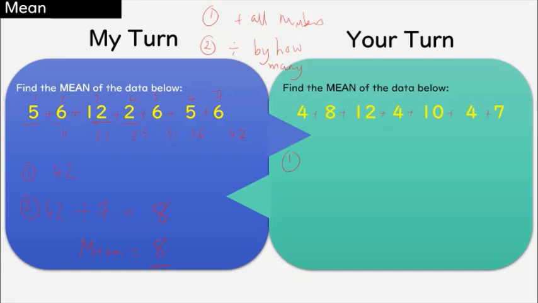Okay, so the first step, we've got to add all the numbers together. And by adding all the numbers together, we should have got 49. The second step is we've got to do whatever those were added together, divided by how many there are. How many numbers are there? 1, 2, 3, 4, 5, 6, 7 numbers again. So I'm dividing by 7 again. How many 7s go into 49? 7 7s go into 49. So my mean is 7.